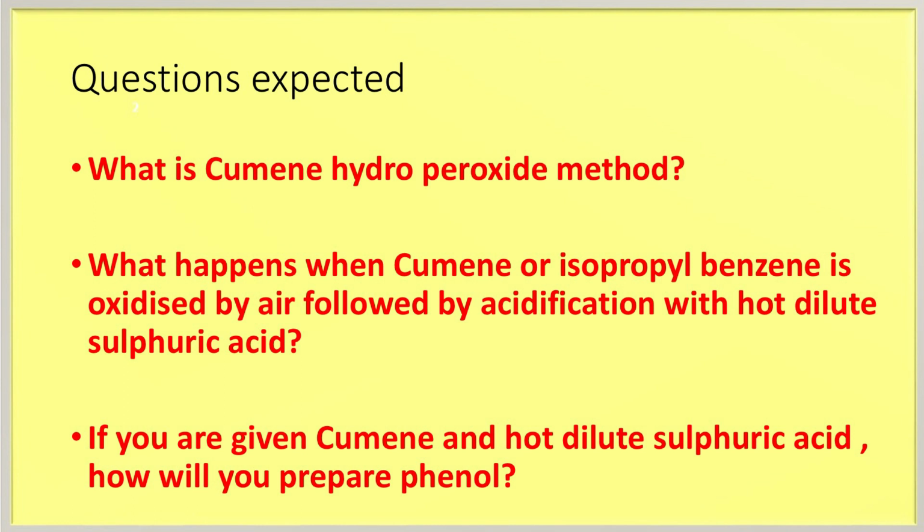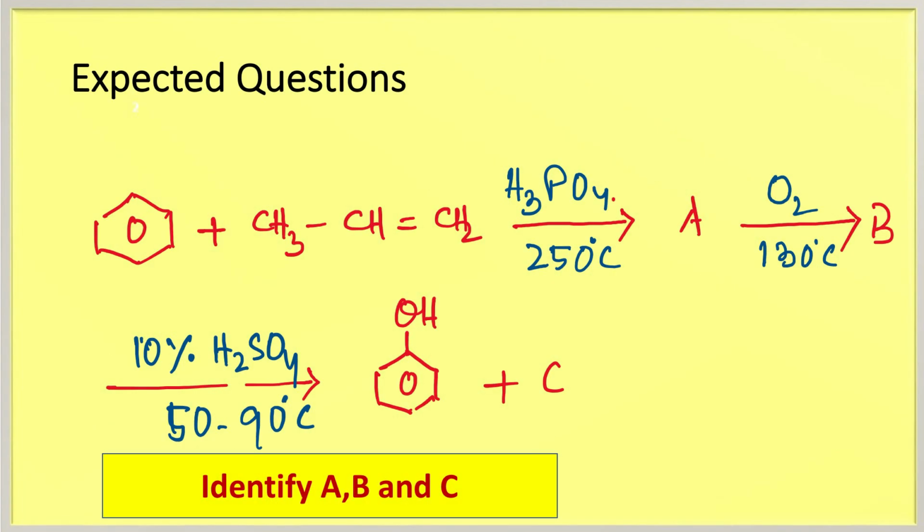Third question, if you are given cumene and hot dilute sulfuric acid, how will you prepare phenol? Cumene is oxidized by oxygen of the air to form cumene hydroperoxide, and when it is treated with dilute sulfuric acid it gives phenol. Now, the fourth method, a reaction-based question displayed on your TV screen: benzene and propene are given, the same reaction written on the whiteboard, and identify A, B, C.